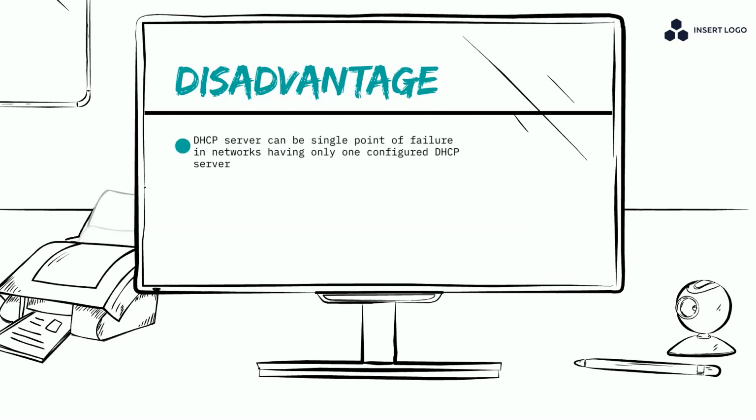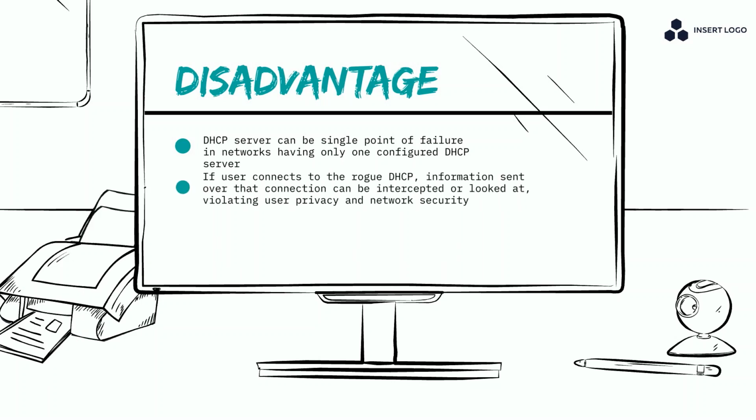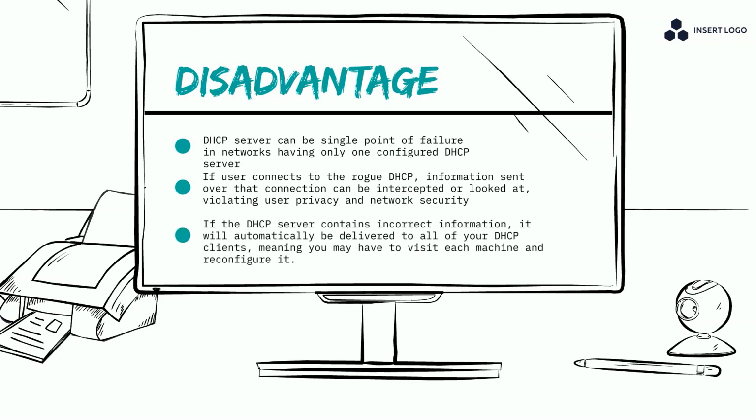Disadvantages: DHCP can be a single point of failure in a network having only one configured DHCP server. If a user connects to a rogue DHCP, information sent over that connection can be intercepted or looked at, violating user privacy and network security. If the DHCP server contains incorrect information, it will automatically deliver it to all of your DHCP clients, meaning you may have to visit each machine and reconfigure it.